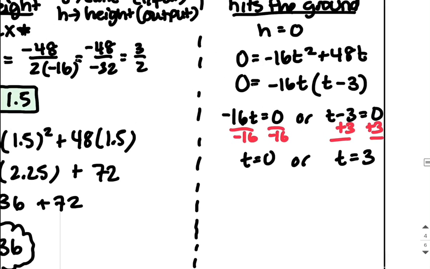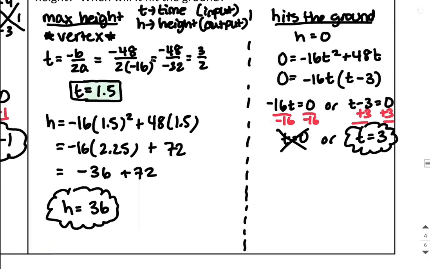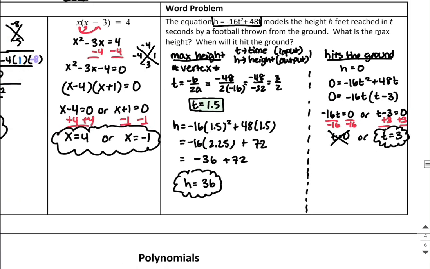Only one of these makes sense, and that is when t is 3, because it doesn't make sense that it would hit the ground before I even threw it. So I'm going to cross out t is equal to 0. The answer and only answer is 3, which means it takes 3 seconds for the ball to hit the ground.